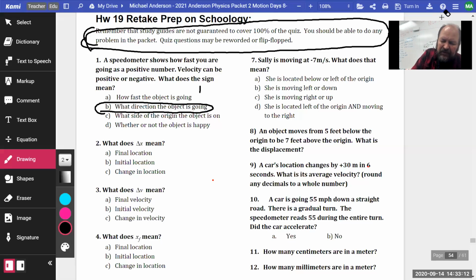If it is positive, that means that it is going to the right or it is going up. If it's negative, that means it's going left or it's going down.